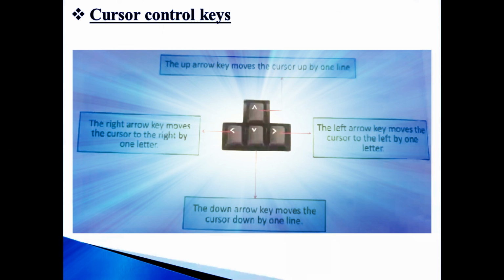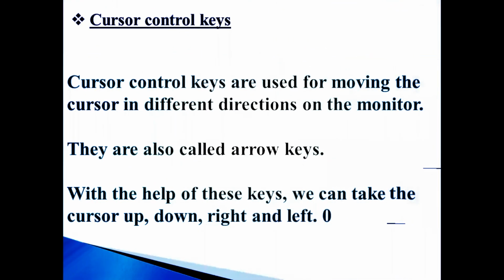Cursor control keys, these are the most important keys that are used to move the cursor up and down, right and left. Okay, fine. Without deleting any character, if I want to move the cursor anywhere on a page, there are 4 arrow keys, we all know that. With the help of these keys, we can take the cursor up, down, left, right. Okay.